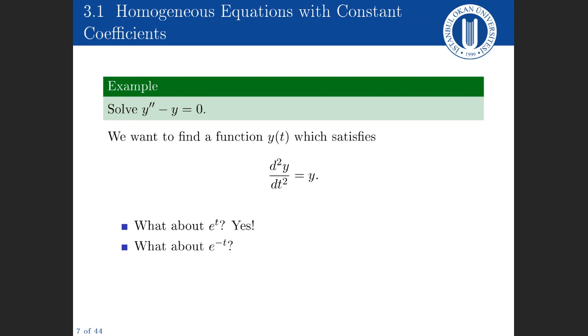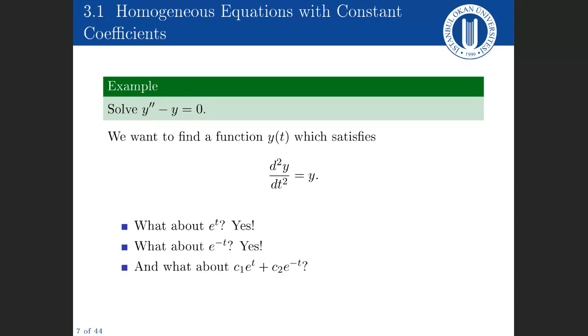What about e to the power minus t? What do we get if we differentiate this 2 times? Well, if we differentiate it once, we get minus the function, minus e to the minus t. And then if we differentiate it a second time, we're going to get another minus. Minus minus becomes plus. We end up with e to the power minus t, or the function that we started with. So yes, this function also satisfies the equation.